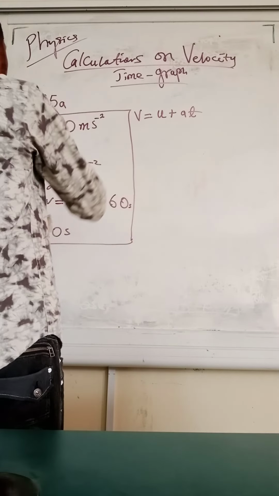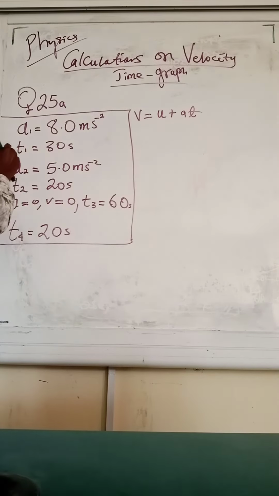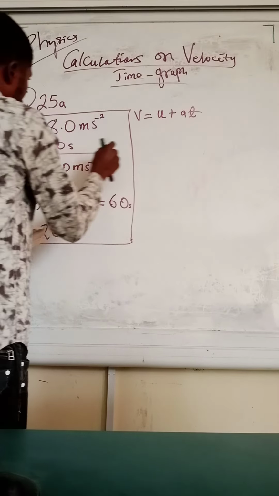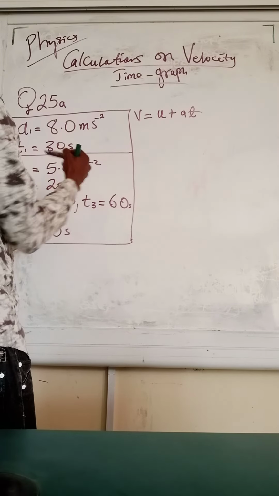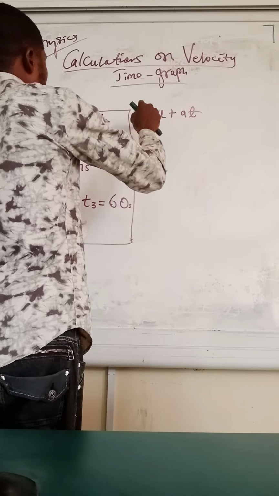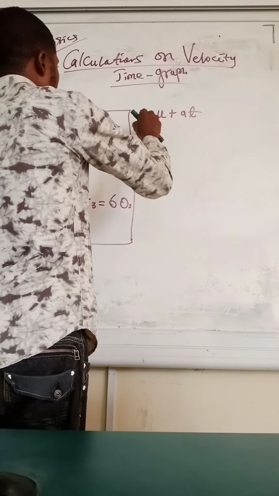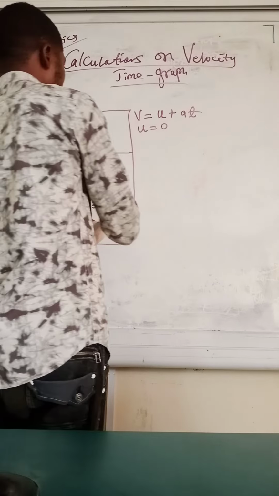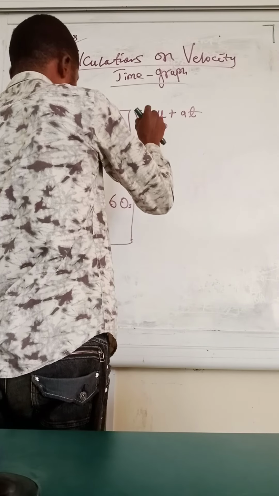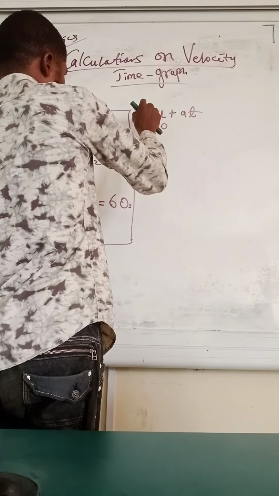Now, in the first instance, we have this. Let us find the velocity for this. At this point, our initial velocity was 0. So our equation here is V, let's call it V1.